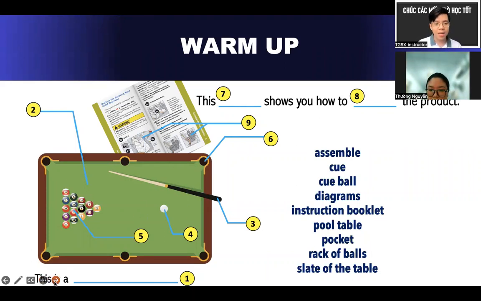The pool table. Pool table. That's it. It's a pool table. Yeah. That's very good. That is number one. And what about number two? Number two, what is this surface called?